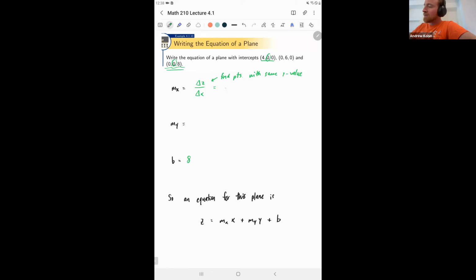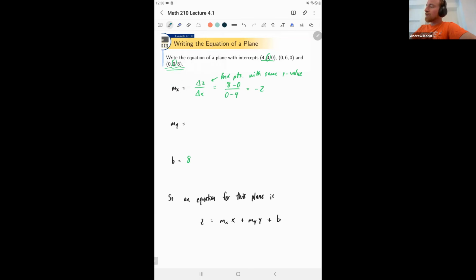First, the change in z. I'll do the second one with 0, 0, 8 minus the first one. Has z component 8. The first one has z component 0, so there's our rise. And then the run, the x component of 0, 0, 8 is 0. The x component of the first point there is 4. In this case, we'll get 8 over -4, which is -2. So there's our x slope. This is the change in the x direction for every unit of change in the z direction we travel.